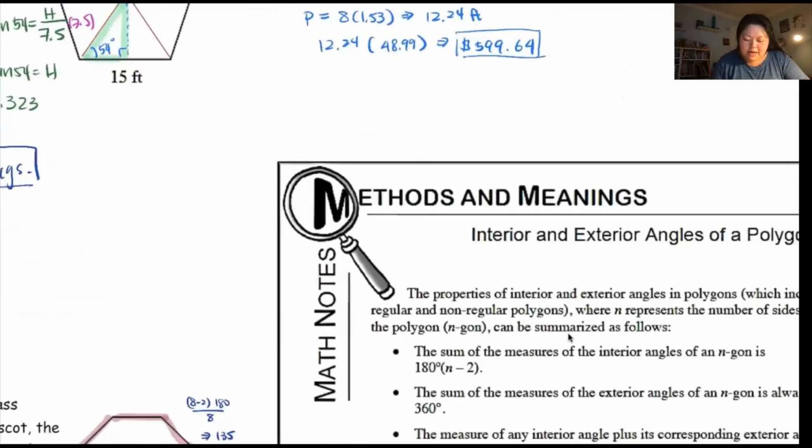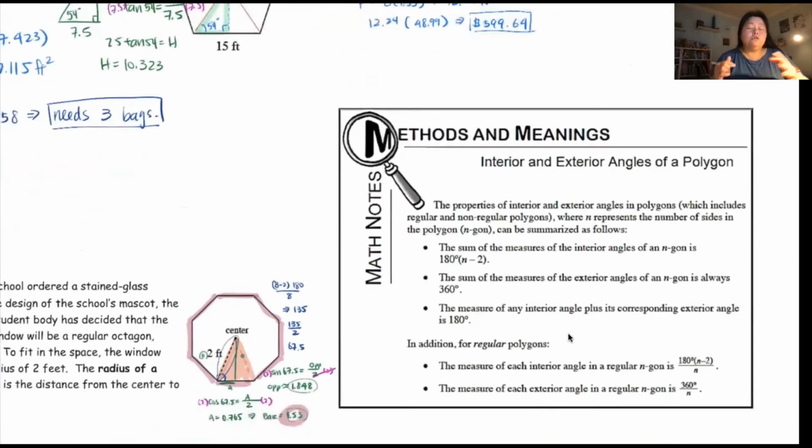Okay, all right. So again, make sure you spend some time reading the methods and meanings. It's talking about interior, exterior, angle, or polygon, just reaffirming the same formulas that we've been doing in the last couple lessons. Okay, that's it, guys.